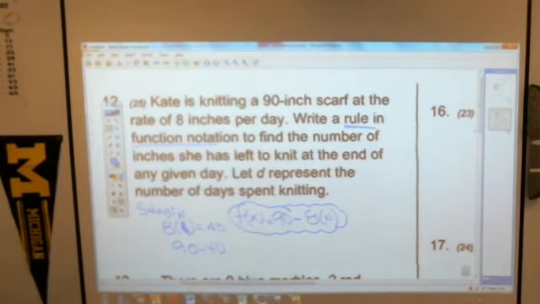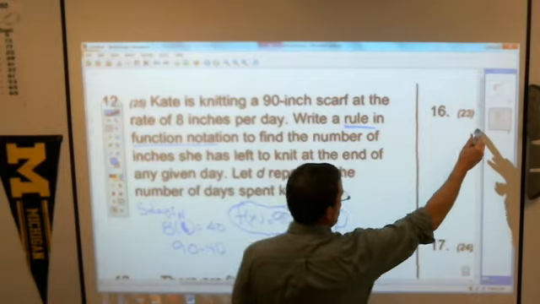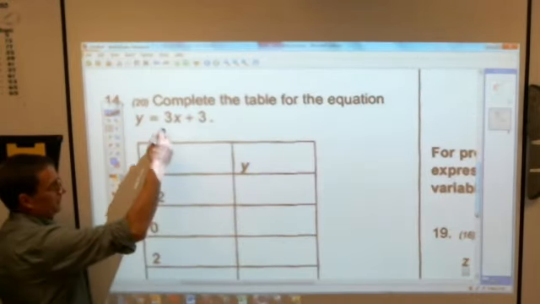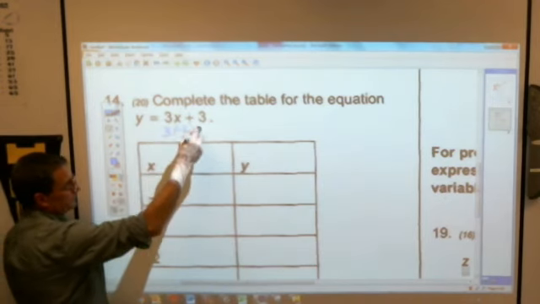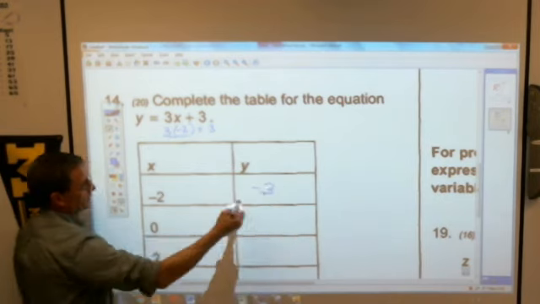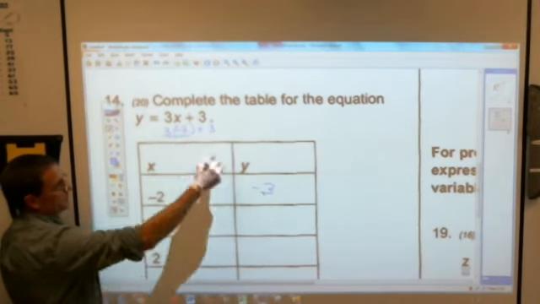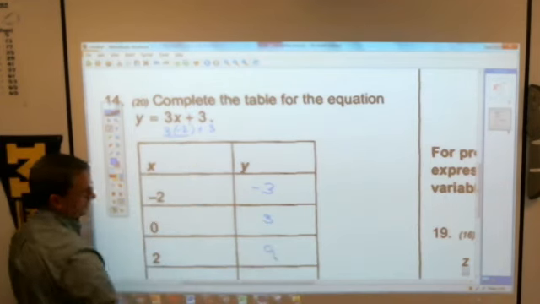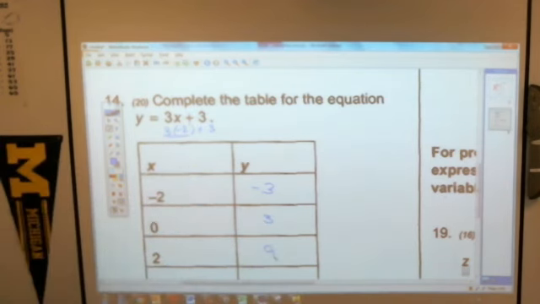What's the answer to 14? 14 was negative 3, 3, 9, and 5. Just putting those numbers into that. You're just taking 3, putting negative 2 in it, adding 3 to it. Negative 6 plus 3 is negative 3. 0 times 3 is 0 plus 3 is 3. 3 times 3 is 9 plus 3 is 12. And so on, 4 different numbers.